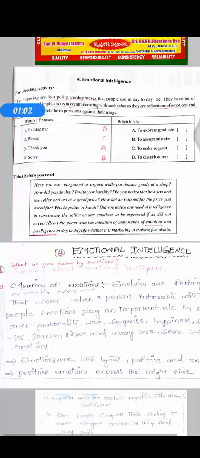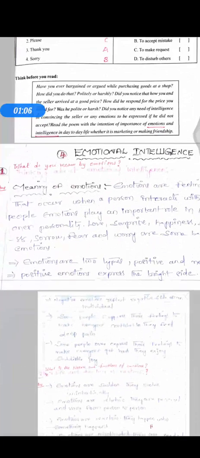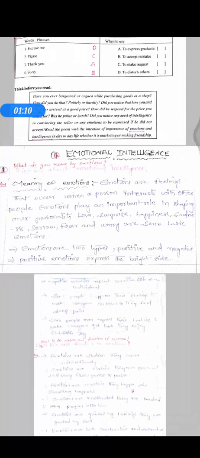Now we are discussing question-wise explanation. What do you mean by emotions, or thinking about emotional intelligence? Emotional intelligence refers to the capacity for recognizing our own feelings and those of others, for motivating ourselves and for managing emotions well in ourselves and in our relationships. This is the definition of emotional intelligence.